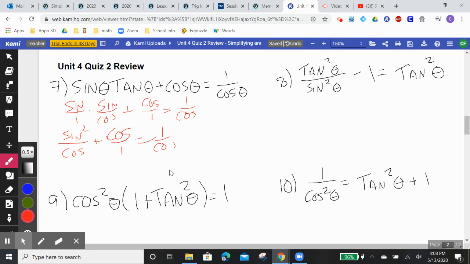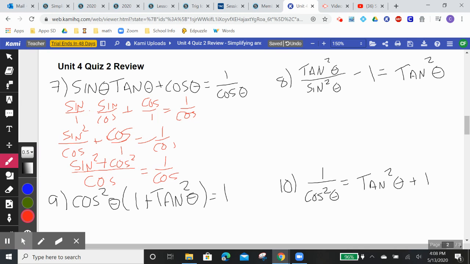Well, again, when we're adding, we have to get common denominators. So our common denominator would be cosine. In the first fraction, my denominator didn't change, so my numerator will change. But in the second fraction, we don't have a cosine in the denominator, so we have to multiply both the numerator and denominator by cosine to get plus cosine squared.